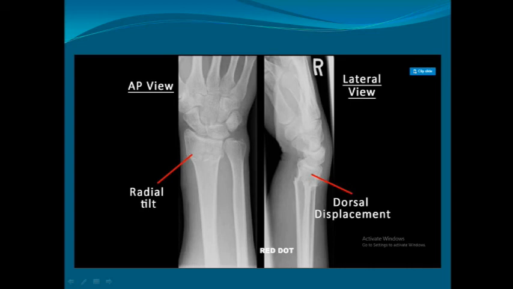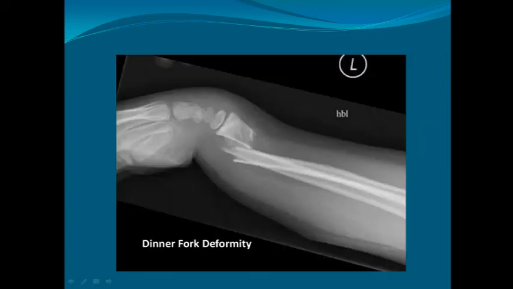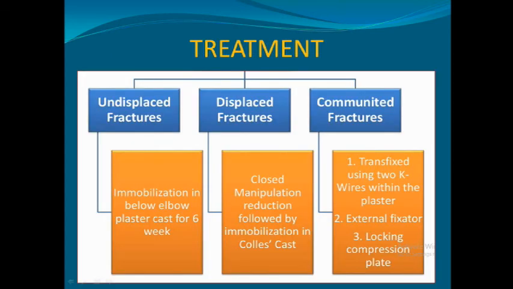If the same fracture fragment comes to the volar side, we call it Smith fracture. So this is how a dinner fork deformity is produced. It will give a figure of a dinner fork. So what is the treatment for Colles fracture?